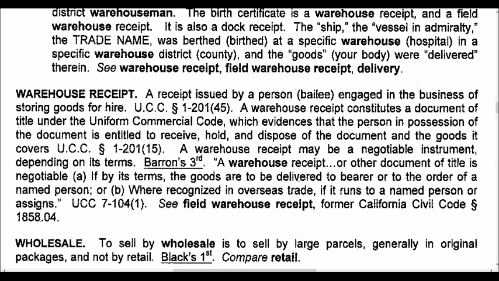UCC 1-201-15. A warehouse receipt may be a negotiable instrument depending on its terms. Barron's 3rd. A warehouse receipt or other document of title is negotiable if by its terms the goods are to be delivered to the bearer or to the order of the named person, or B, where recognized in overseas trades, it is negotiable if it runs to a named person or assigns. UCC 7-104.